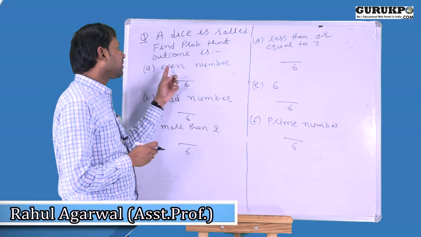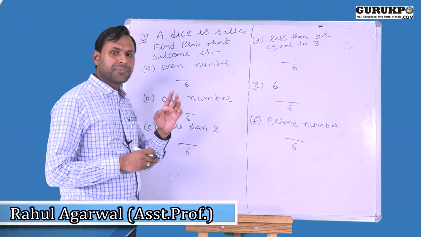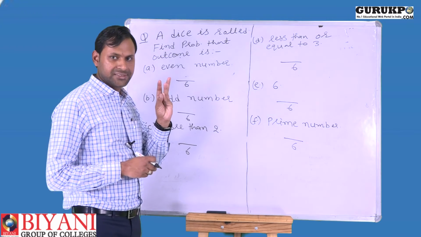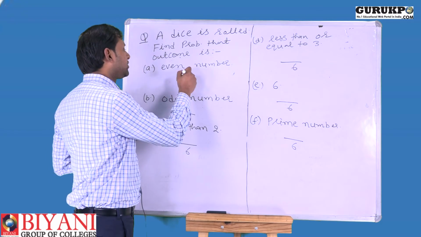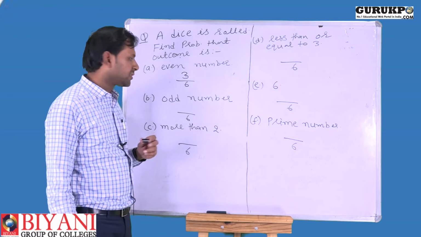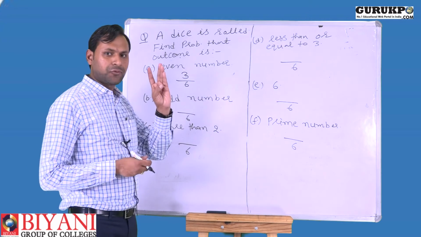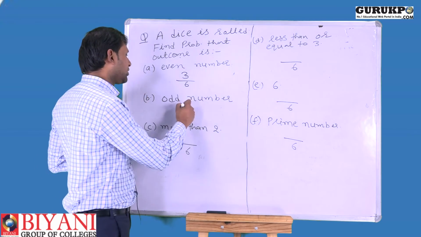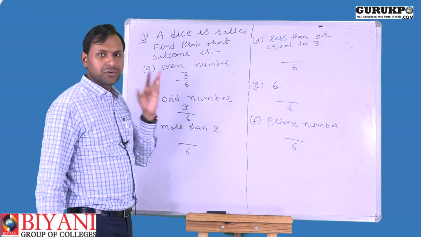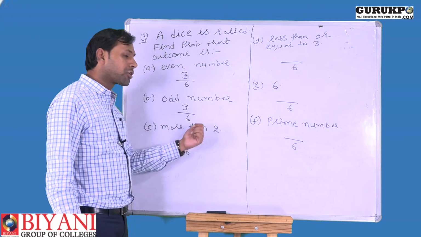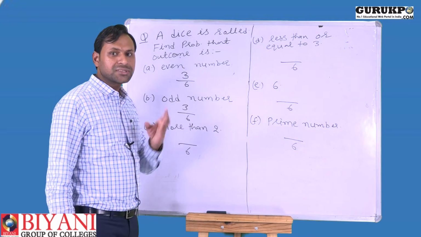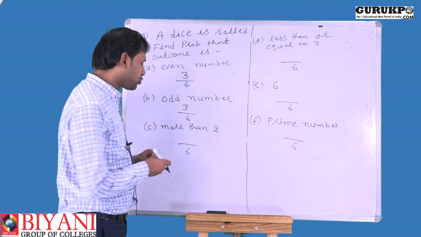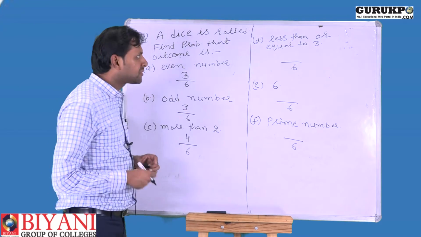In question 1, what do we need? Even number. On a dice, the even numbers are 2, 4 and 6. We have 3 cases for this. So the result is 3 by 6. For odd number, we know that 1, 3 and 5 are the odd numbers on a dice. So 3 cases for odd number. Another one is more than 2. More than 2 is 3, 4, 5 and 6. 4 cases. So the result is 4 by 6.